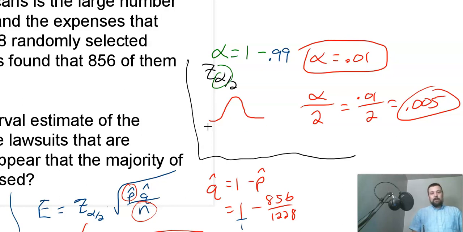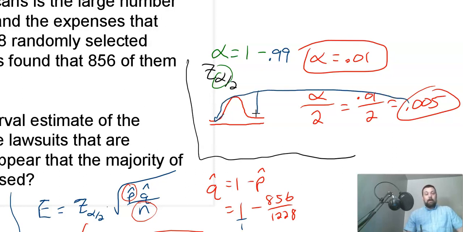I really like this inception analogy. We found alpha. That's the deepest level that we've gone to, right? We found alpha by just doing that quick calculation. So we kick out of that level back to the critical value level. Now we need to find the critical value using that information that we just got from the lowest dream level that we went to. It's 0.005.